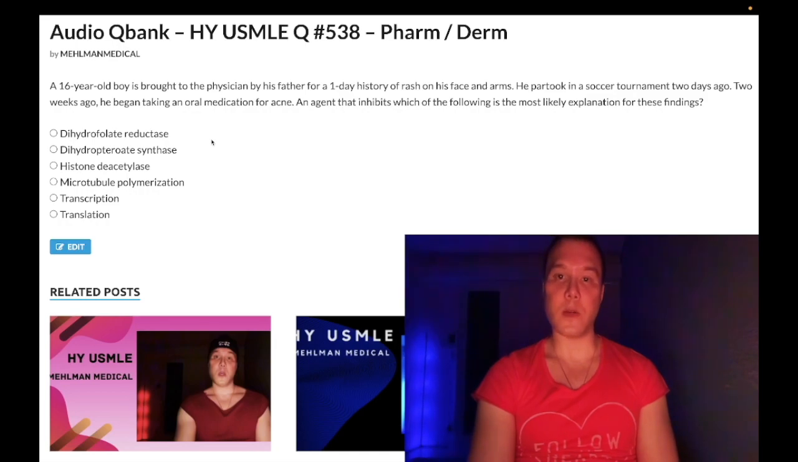Wrong answer. Choice B, dihydropteroate synthase. Wrong answer. This is actually where sulfonamides inhibit this enzyme. Okay, it's part of the folate pathway. I have never seen this mechanism of action assessed. Very interesting, peculiar actually, the fact that sulfonamides are so exceedingly high yield for USMLE Step 1 and 2, knowing about sulfa allergies and treatments, etc., but yet they do not assess the mechanism of action.